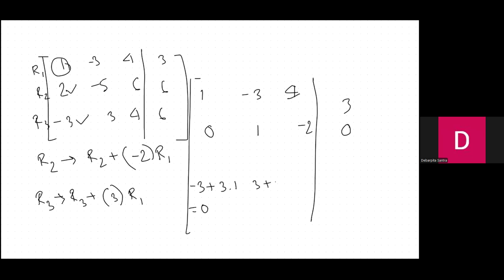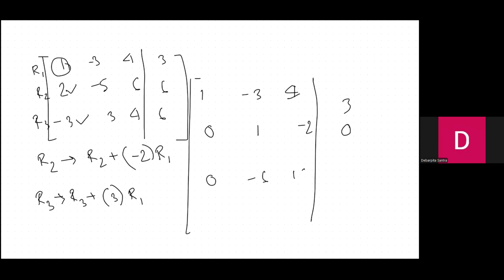The second value, 3 plus 3 into R1. 3 into R1 means minus 3. So 3 plus minus 9, so it is minus 6. The third one will be 4 plus 3 into R1, that means 4, so it will be 16. So 0, minus 6, 16. Let me just write down in a fresh way: 0, minus 6, 16.